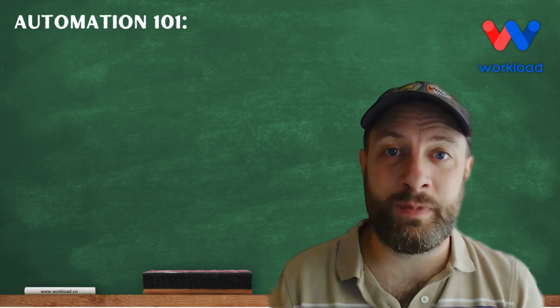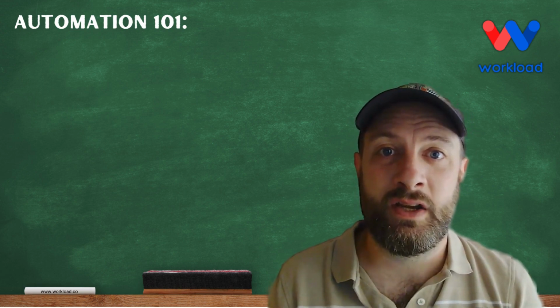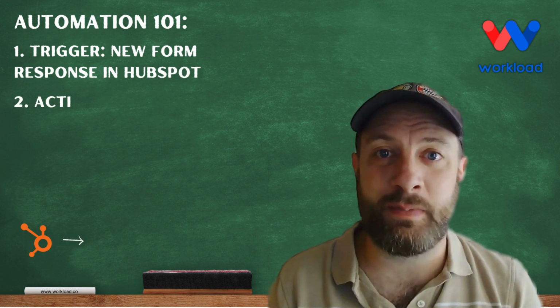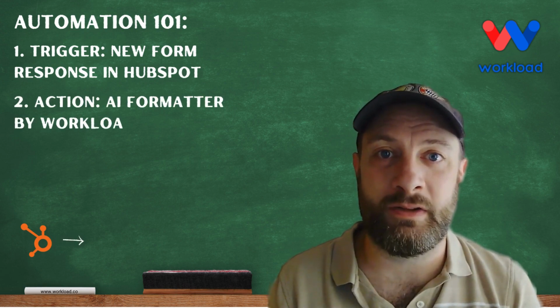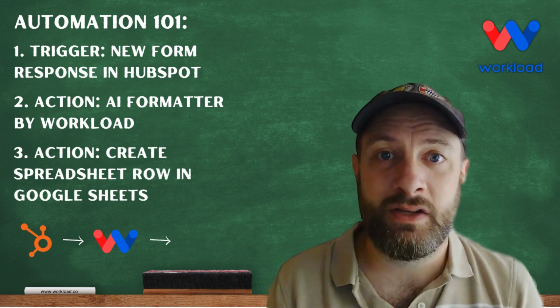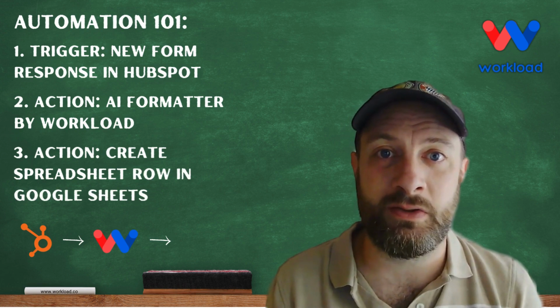In this video, we'll be building a workflow starting with a new form response in HubSpot. Then we'll be filtering that response through the AI formatter by Workload. And finally, we'll be adding the details of that response to a new spreadsheet row in Google Sheets.